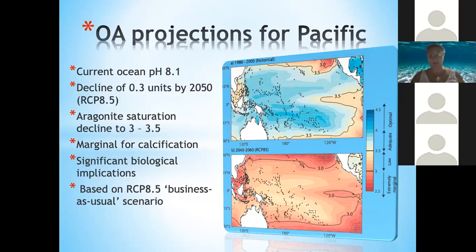And that 2.5 to 3 range for aragonite saturation is considered extremely marginal, meaning that many organisms cannot grow and cannot use chemicals from the ocean to build their skeletons or shells. So you can see that the projections are that many parts of the tropical Pacific region are heading towards that red zone, or that low and extremely marginal area for calcification. So this could have significant biological implications, and that's what we were interested to look at, and what this meant ultimately for nations and for communities that depend on ocean resources.